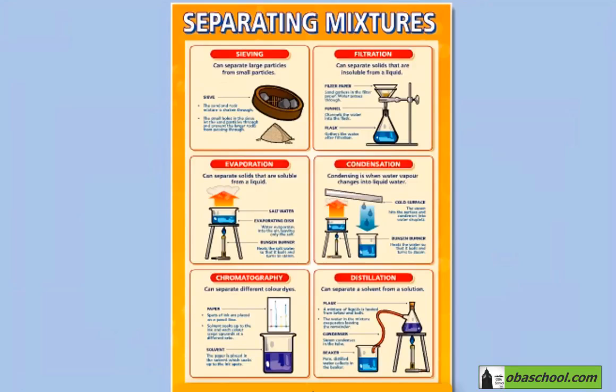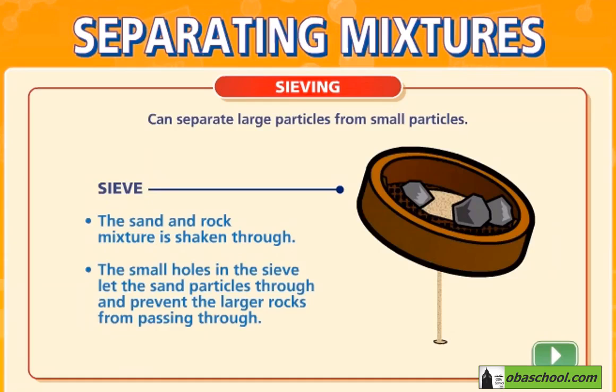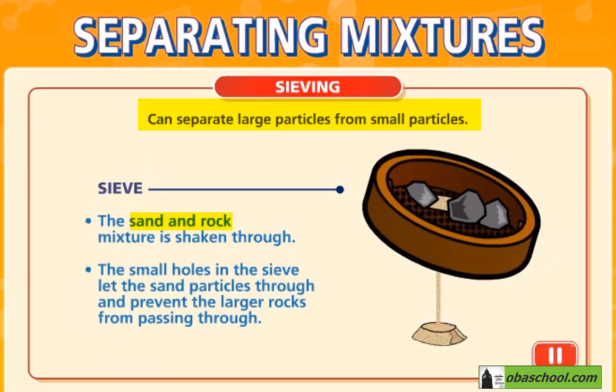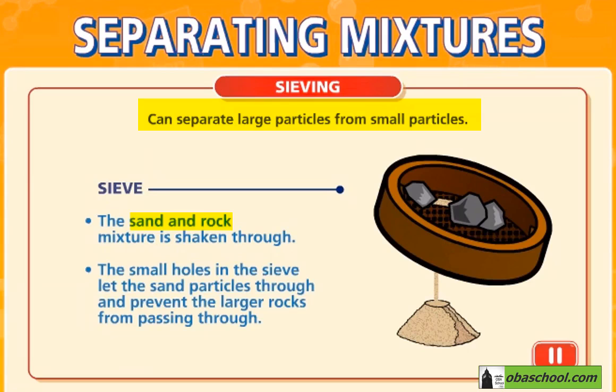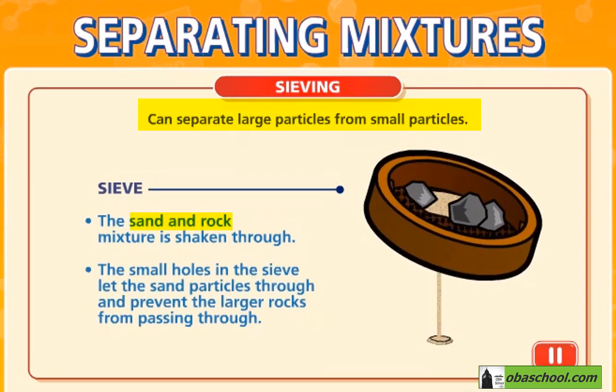There are many different ways to separate mixtures. For example, sieving. It can separate large particles from small particles. For example, separating sand from rocks. The mixture is shaken through and the sand passes through the small holes, while the rocks remain at the top.